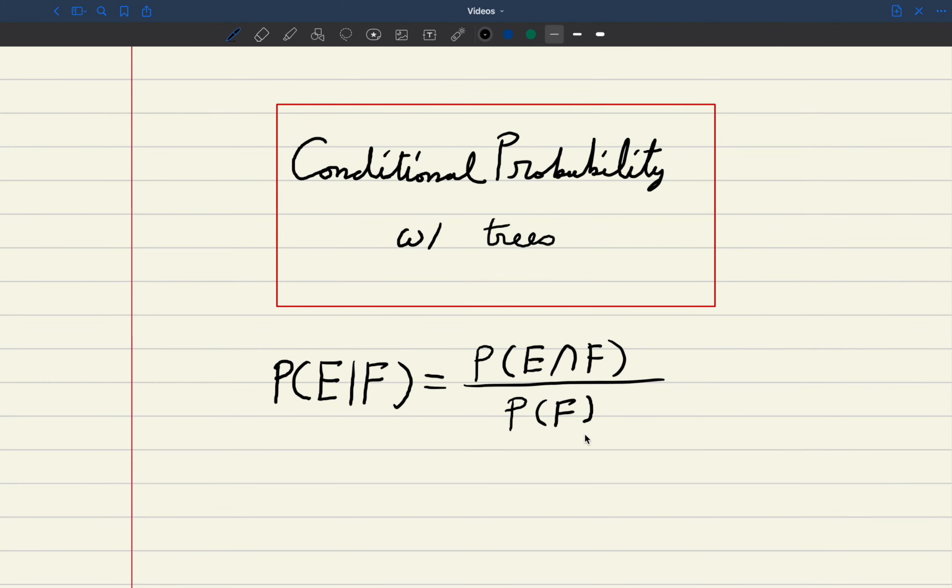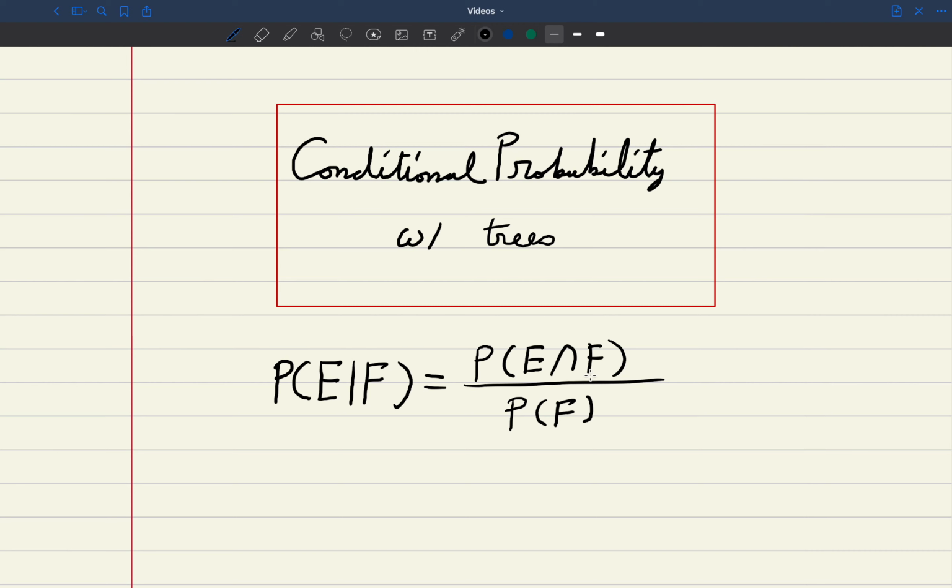Okay, in this video I want to talk about conditional probability with trees. So here is our formula. The probability of event E given that event F has occurred is equal to the probability of event E and F occurring over the probability of event F occurring. Since it's conditional probability, there's an event F that we know has occurred, so we do not need to divide by the sample space. We want to divide by the event F that we know has occurred.